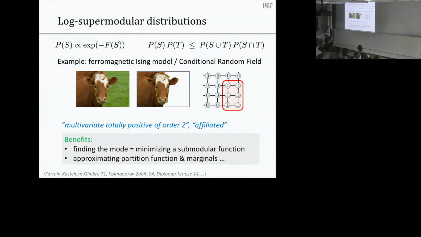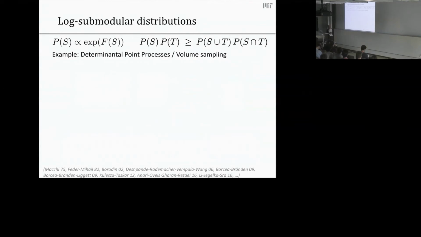What are the benefits of having this? Essentially, one thing is you can find the mode. Finding the mode is like minimizing that set function in there, so we know now how to do it. What you can also do is approximate the marginals of this distribution, the partition function, and so on, also using some of the submodularity properties. So it gives you some computational benefits to know it has submodularity.